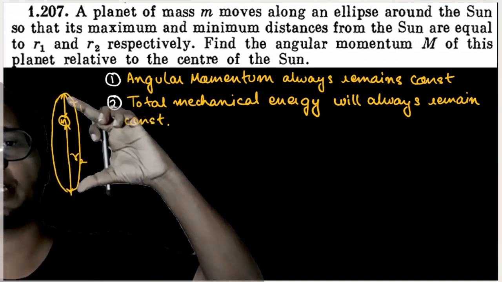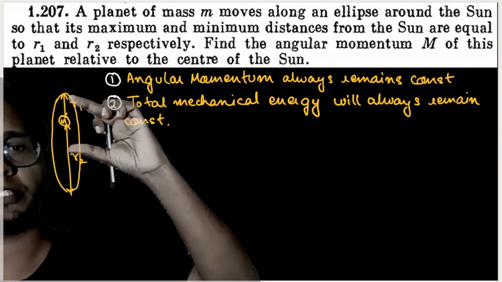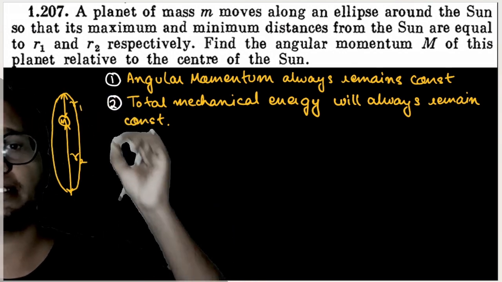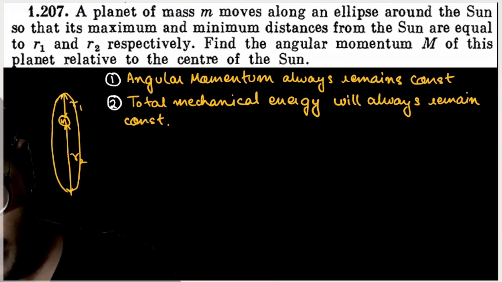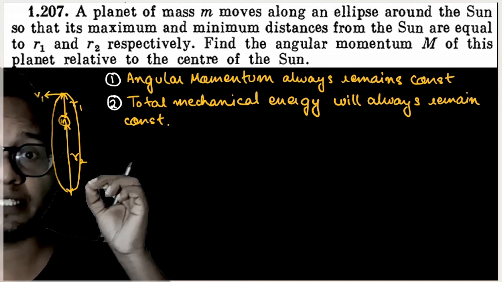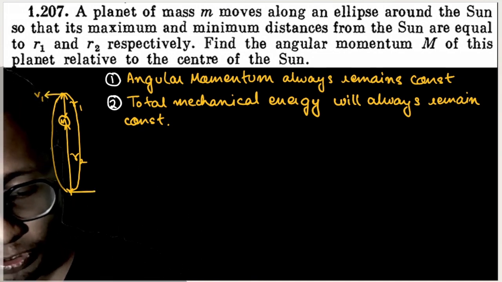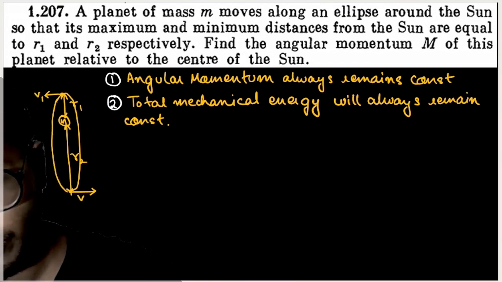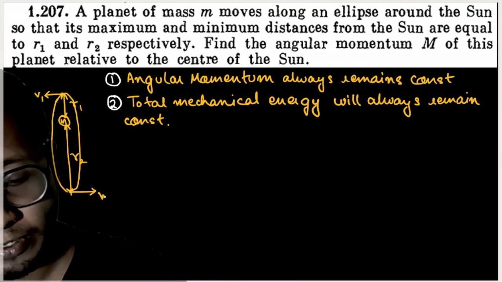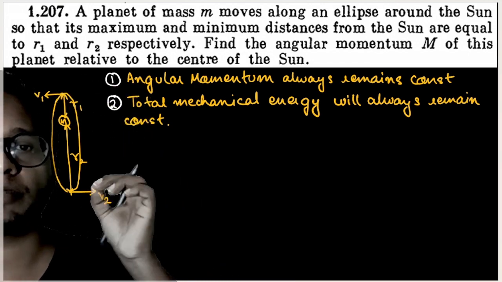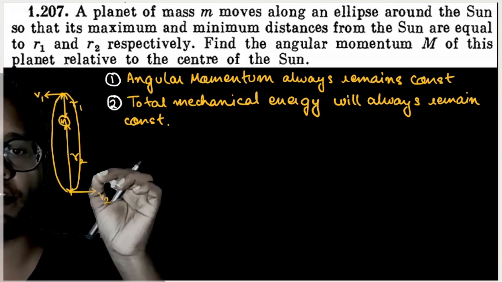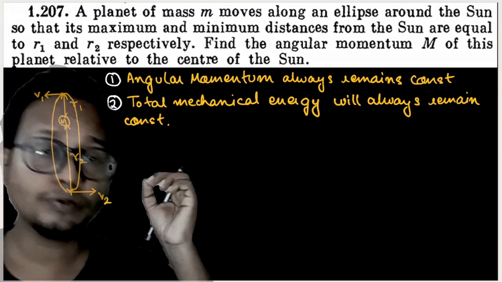Now there are two parameters that are given, r1 and r2. Do you know why these two parameters are given? Because using r1 and r2, you can find the value of the semi-major axis. The second part is that at this point r1, the velocity would be perpendicular to the r1 vector, and at this point r2, the velocity would also be perpendicular to r2. Let the velocity at r1 be v1, and the velocity at r2 be v2.